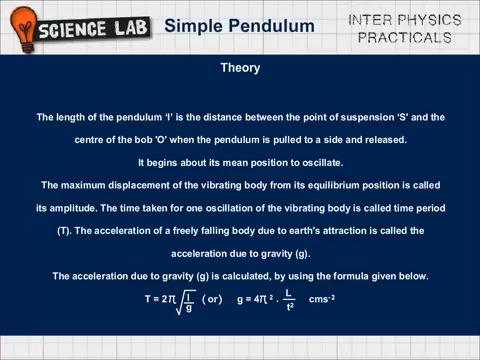The acceleration due to gravity g is calculated by using the formula given below. T is equal to 2 pi root of L by g, or g is equal to 4 pi square L by T square, in centimeters per second square.